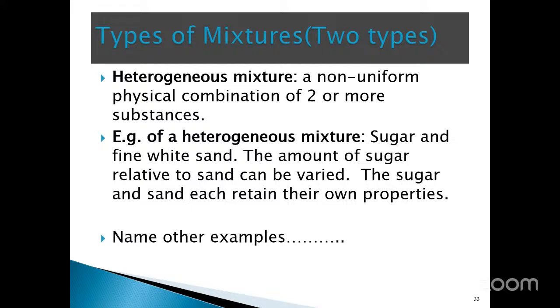One more example of a heterogeneous mixture. Salt and pepper, okay, that's a good example, yeah. So those are all examples of heterogeneous mixtures.